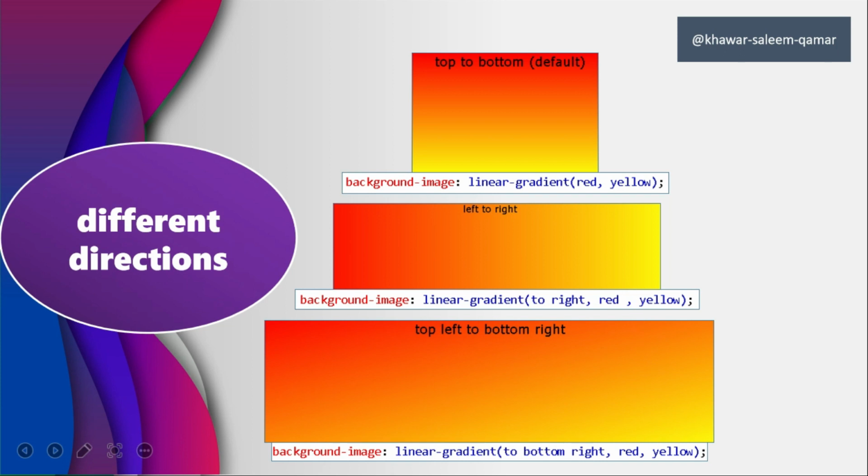These are different directions that we can use inside a linear gradient. So first of all, the default one is top to bottom, which is this way. As you can see inside this image, the first color is on top, whereas the second one is on the bottom. And let us see it inside our browsers as well.